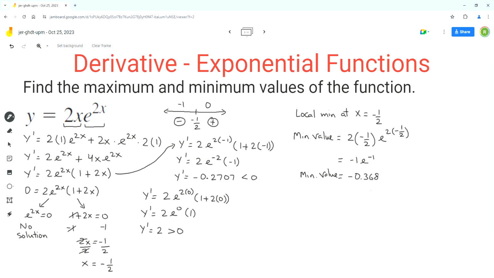Now this function has no critical number at which there is a local maximum. So that means this function has no maximum value. So this should be the final answer for this problem. So these are the steps you have to keep in mind to solve a problem like this one.